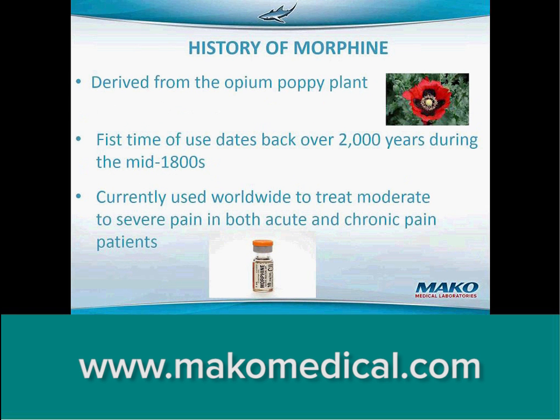So first, we'll start off with the history of morphine. Morphine is derived from the opium poppy plant. Its first use dates back over 2,000 years during the mid-1800s. And today it's currently used worldwide to treat moderate to severe pain in both acute and chronic pain patients.